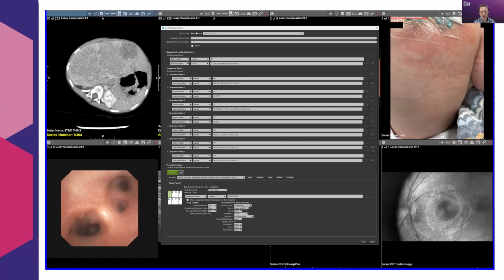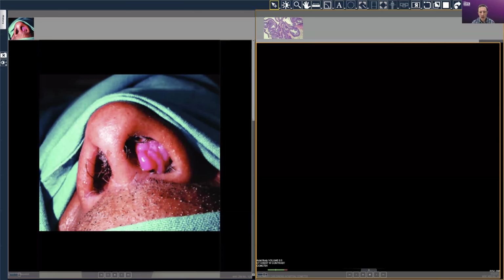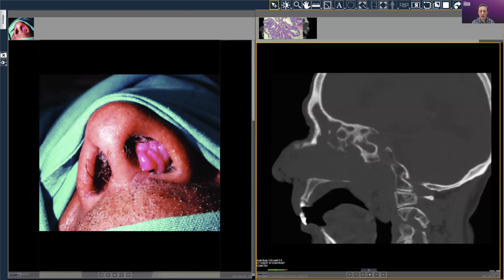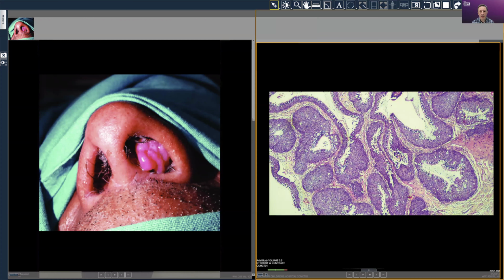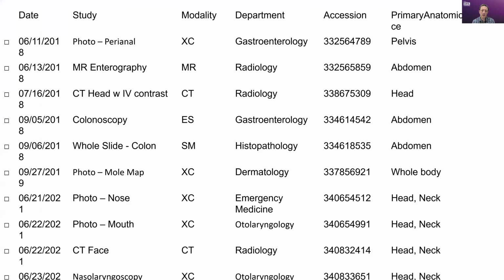And so again, we can use the DICOM metadata to build these complex hanging protocols or display protocols as we're viewing. And it could do other things as well. So you could combine the disease patterns together. So in this patient with a superficial nasal tumor, could see the radiologic imaging, but also the pathologic imaging that goes with it, and tie it together.